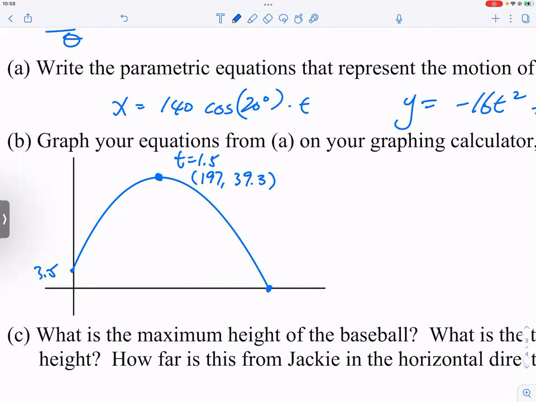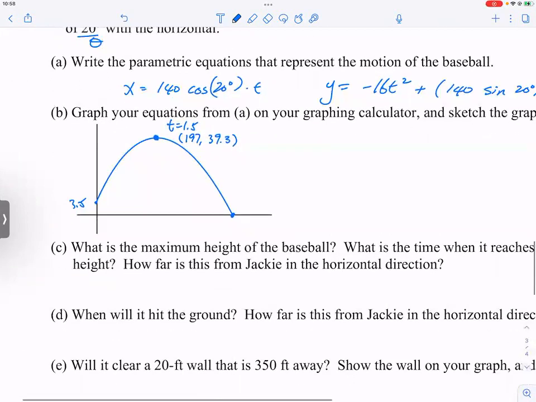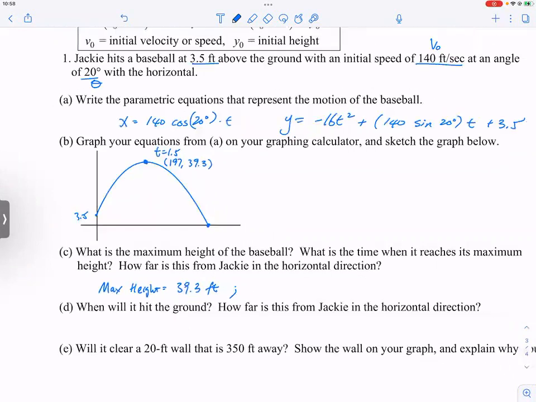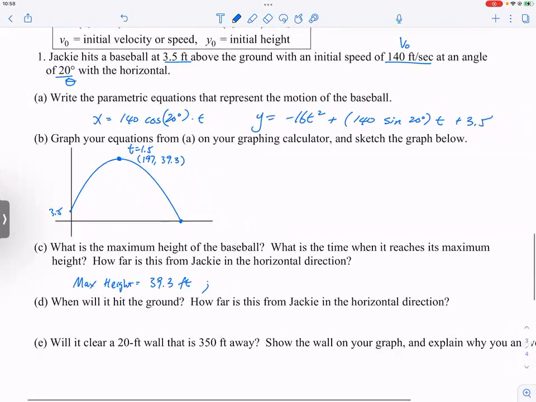Okay, so we'll say, what's the maximum height of the baseball? The maximum height would be 39.3 feet. And then what time would it reach the maximum? The time would be 1.5 seconds. And then what is the horizontal distance? The horizontal distance would be x equals 197 feet. Okay, all from the graphing calculator.